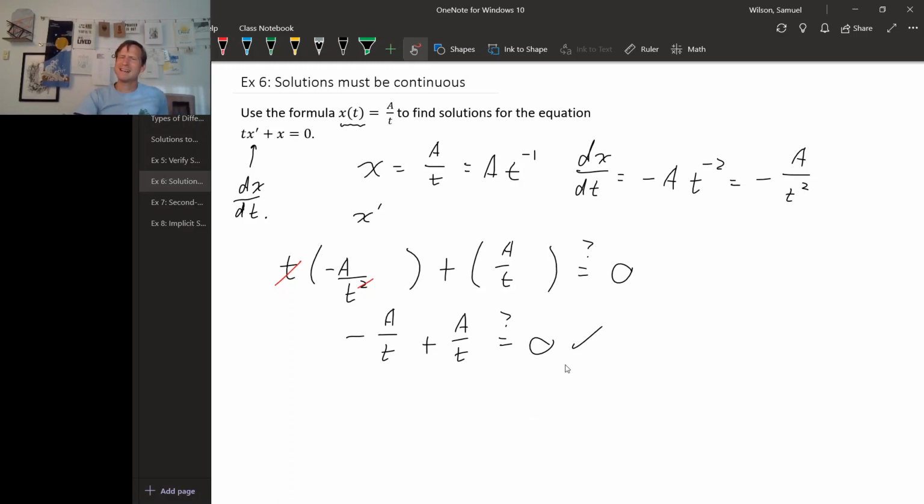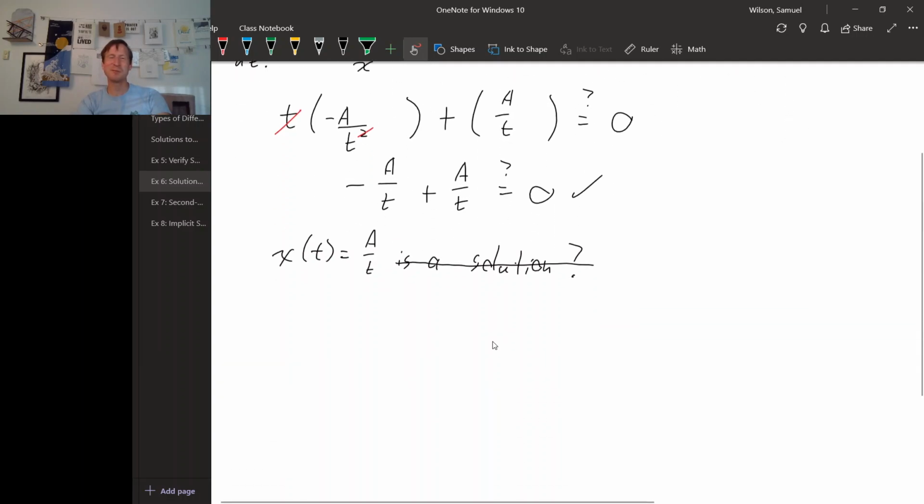But there's a problem here. It seems like, shouldn't we, at this point, be able to say that A over t is a solution? It seems like it, but not quite. There's a caveat that I slipped in before about something we're going to require for solutions to our differential equations. What we're going to require for solutions is that they must be continuous. So we need any solution to be continuous.